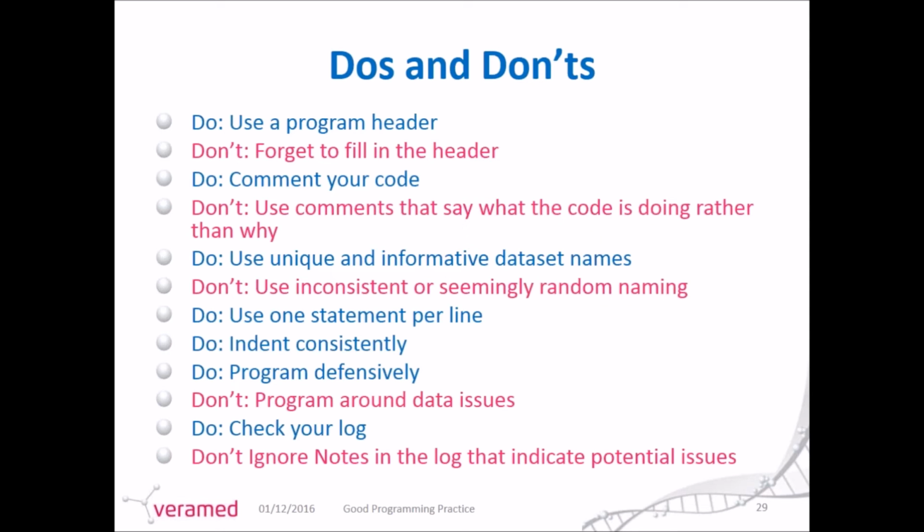So do comment your code. We spoke about the importance of commenting code and how important it is to say what the code is, why the code is doing what it's doing, and explain elements of the code that need explaining rather than just saying what the code is doing. Do use unique and informative dataset names, and don't use inconsistent or seemingly random names.